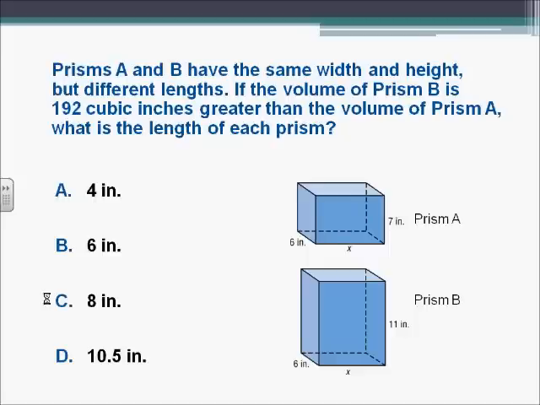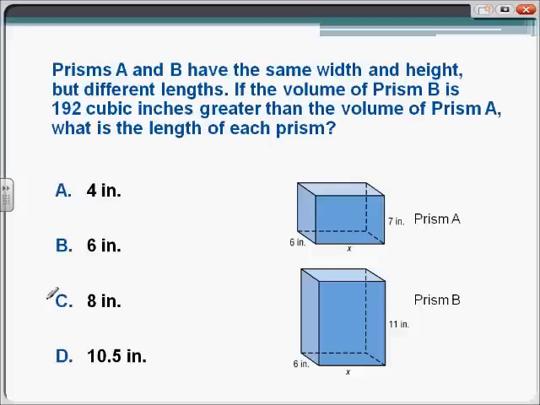Same basic principle here. A and B have the same width and height, different lengths. The volume of B is 192 inches greater than the volume of A. So we know that the volume of B is going to be 6x times 11. If we subtract off the volume of A, which is going to be 6x times 7, we know that has to equal 192.